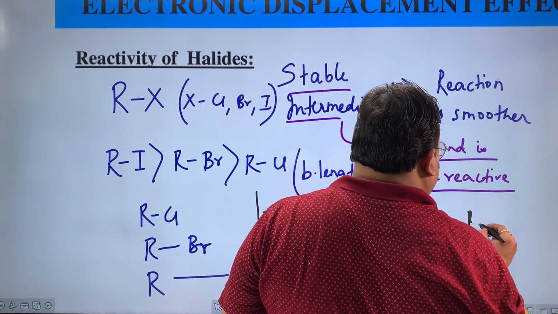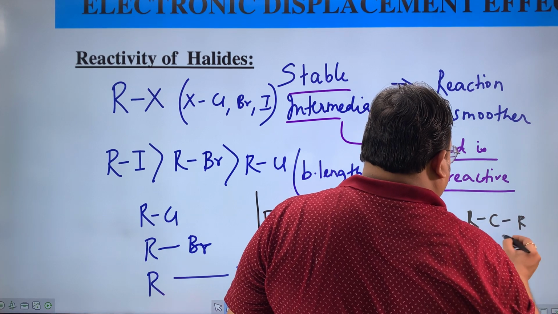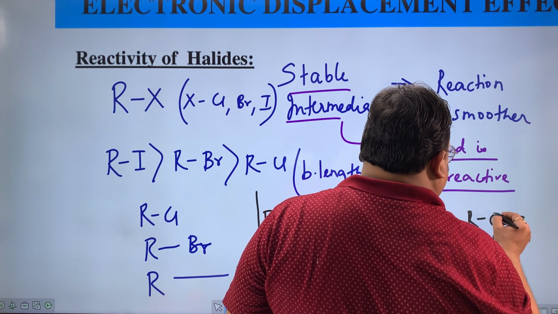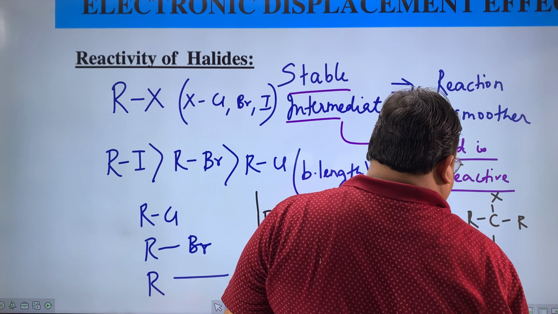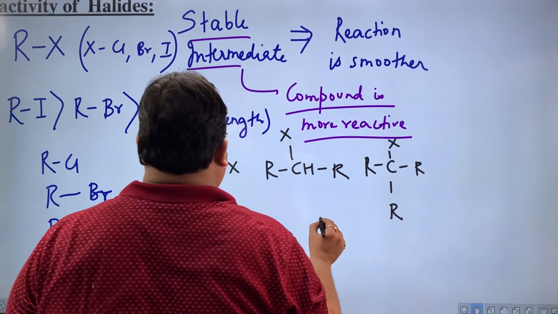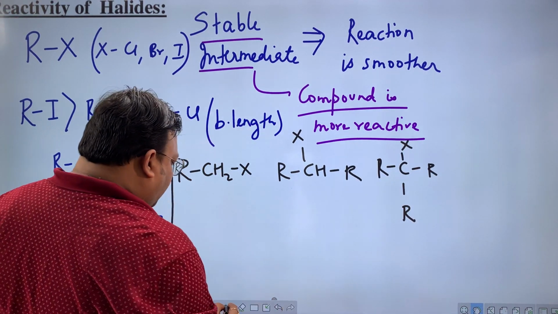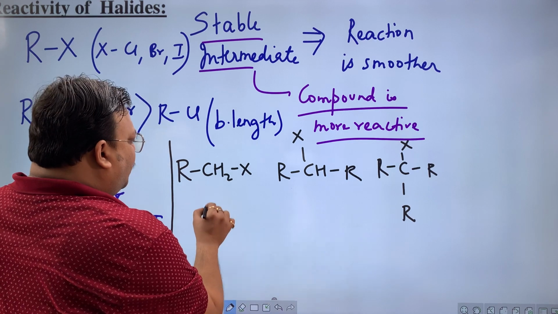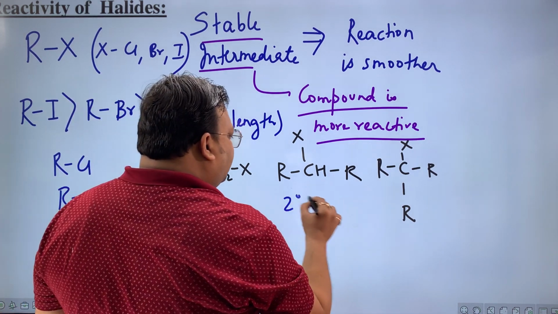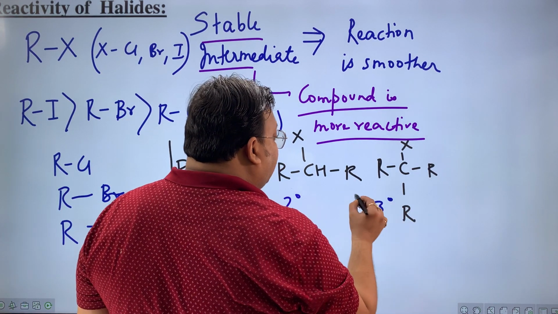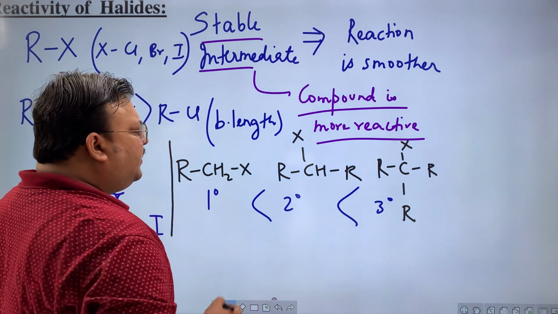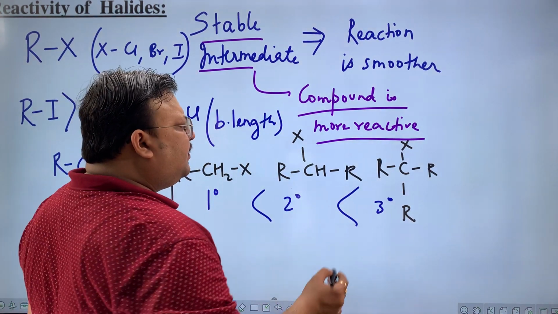And then there could be a 3 degree halide. I'll call it a 3 degree halide because it's attached to a 3 degree carbon. So right away, for 1 degree, 2 degree, 3 degree, the order of reactivity would be 1 degree less than 2 degree, less than 3 degree.